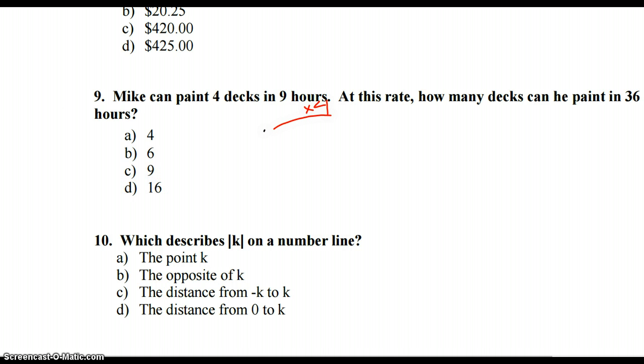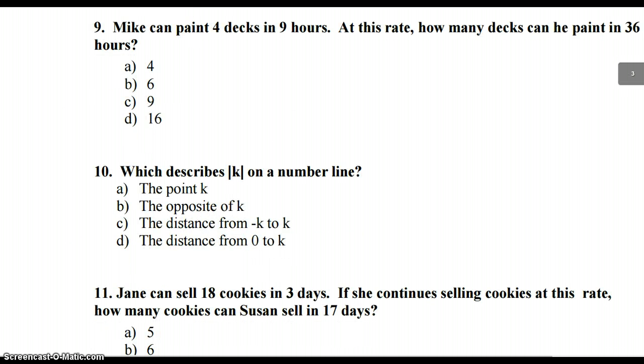All right, and number 10, very, very quick one here, which describes the absolute value of k on a number line. Well, remember that absolute values always come out positive, and the reason that they always come out positive is because absolute value really means distance, okay? So distance from 0 is the definition of an absolute value, so we'll be looking at D for that one. All right, so there we go. That's 6 through 10 on that MCA packet.